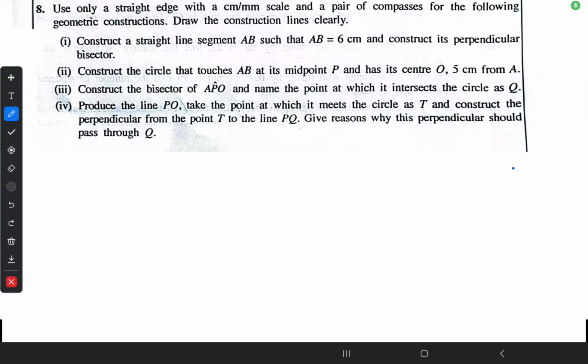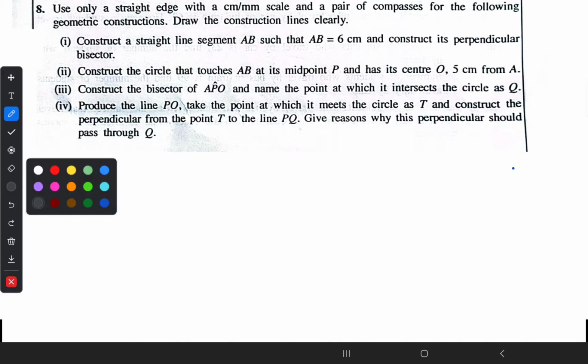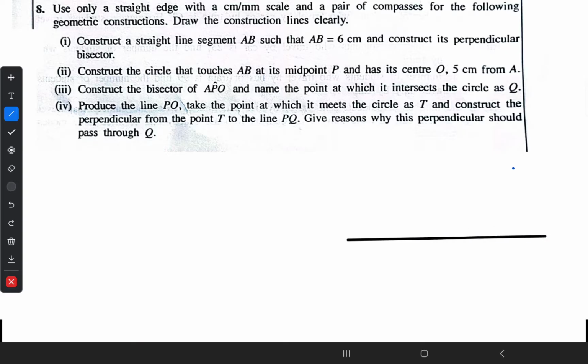Question. First of all, construct a straight line segment AB such that AB equals 6 centimeter and construct its perpendicular bisector. Okay, it's easy. First, draw a straight line and measure 6 centimeter. Okay, measure 6 centimeter by using your compass.